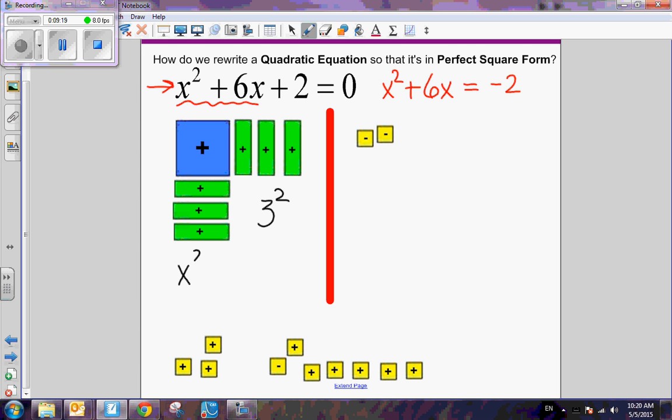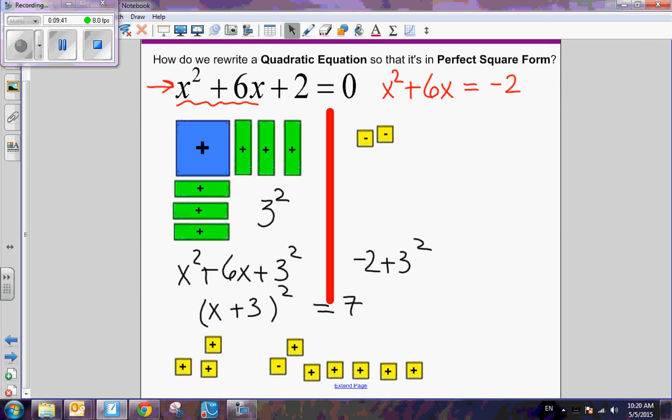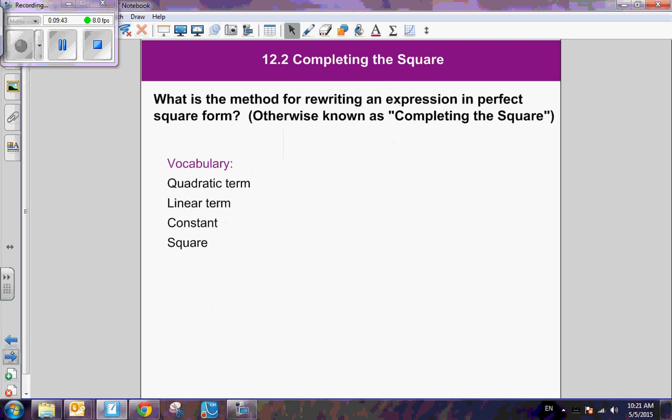So it was x squared plus 6x, and we're adding a 3 squared. Well, if we add a 3 squared to the left side, then we must add a 3 squared to the right side. So voila, we have now created a perfect square. It's x plus 3 squared is equal to... and 9 minus 2 is 7. So now we could take the square root of both sides and solve this quadratic equation.